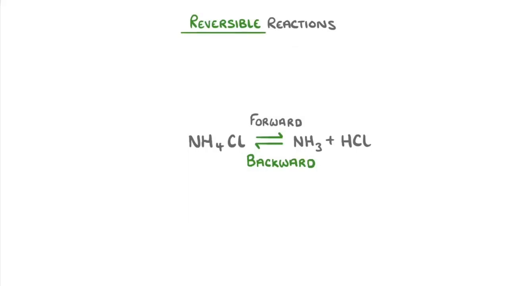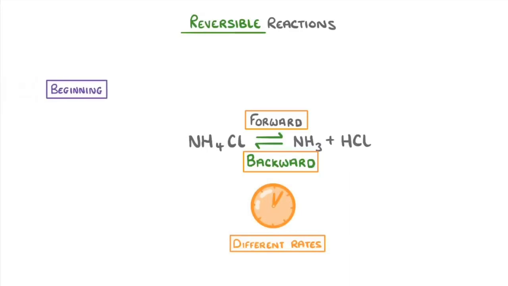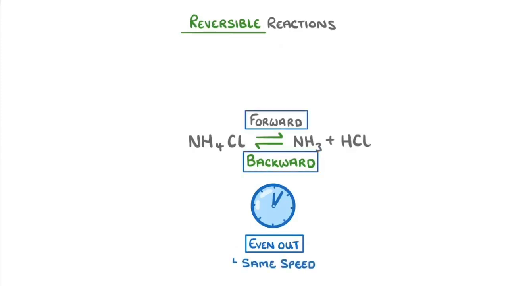Now, the important thing to understand is that the forward and backward reactions can take place at different rates. At the beginning of the reaction, there'll be loads of ammonium chloride, but no ammonia or hydrogen chloride. So the forward reaction will be really fast, but the backward reaction won't have started yet. As the reactants turn into products though, the forward reaction will slow down, and the backward reaction will speed up. After a while, the rate will even out, and the forward and backward reactions will be going at exactly the same speed. At this point, the concentrations of the reactants and products won't change anymore, so we can say that the reaction is at equilibrium.